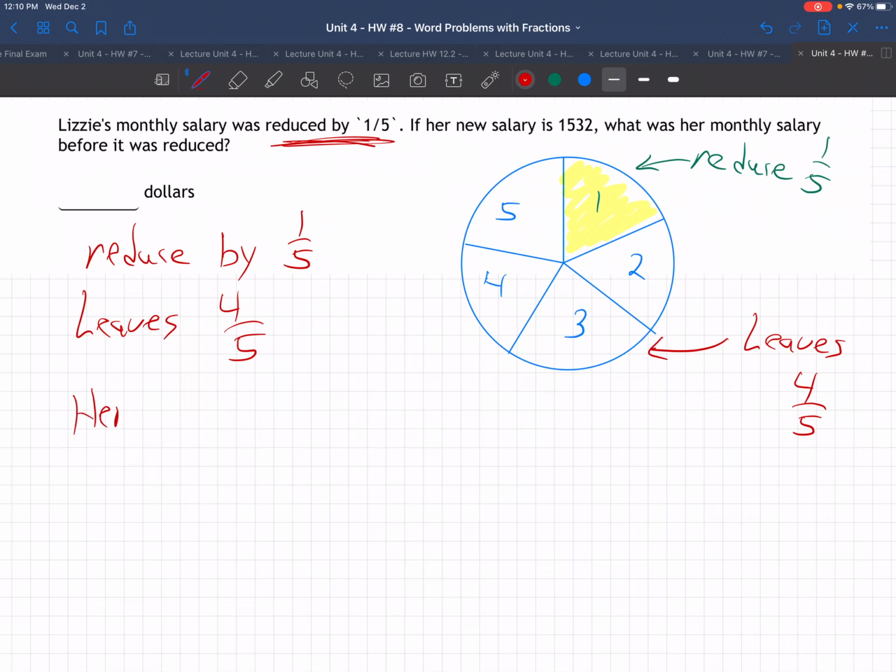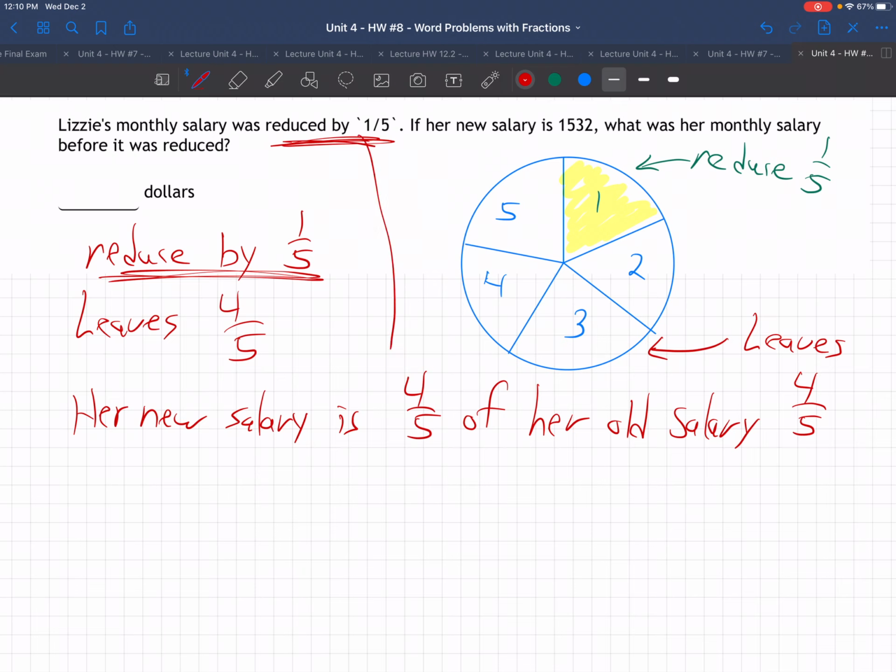So her new salary is 4/5 of her old salary, right? Because it was reduced by 1/5. That's what it means to be reduced. Just like if you take this pie here, if we reduce the pie by 1/5, we take 1/5 of the pie, that leaves 4/5 of the pie, doesn't it? So if you reduce her salary by 1/5, her new salary, what's left, is 4/5 of her old salary. Well, that's what we want.